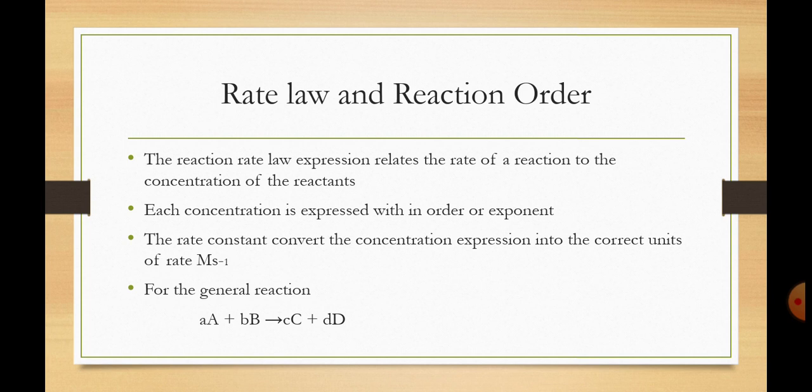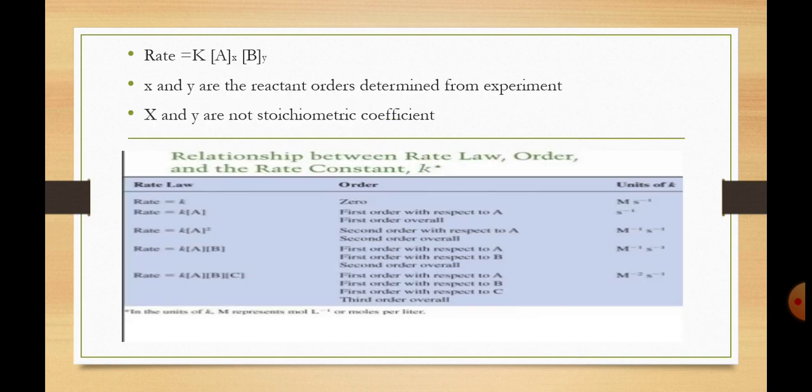So the concentration and rate are directly proportional to each other. As I have mentioned, the equation is rate equals rate constant K times the concentration of A times the concentration of B. This equation shows rate is directly proportional to concentration. If we change the concentration of any reactant, the rate will also change.